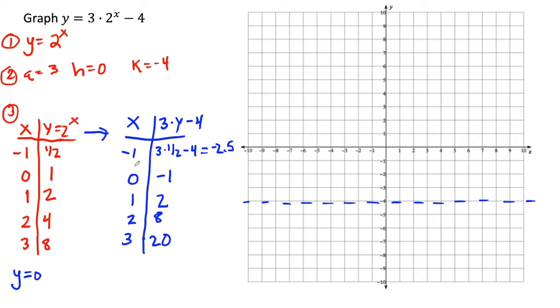Now I'm going to plot my points. At negative 1, we're at negative 2.5. At 0, we're at negative 1. At 1, we're at 2. At 2, we're at 8. And at 3 would be at 20, so I can't fit that. So now I can graph my exponential function. I'm going to hug the asymptote and then slowly curve up. And now I'm going to exponentially go through these points.